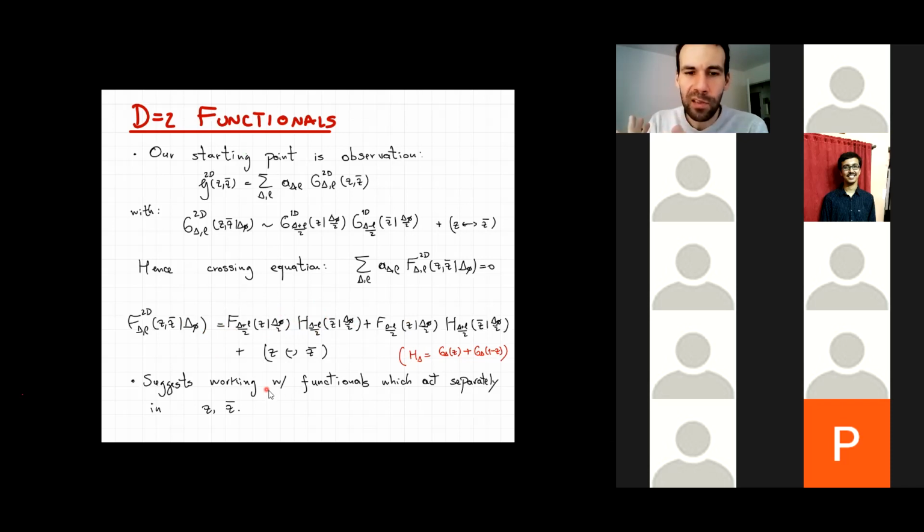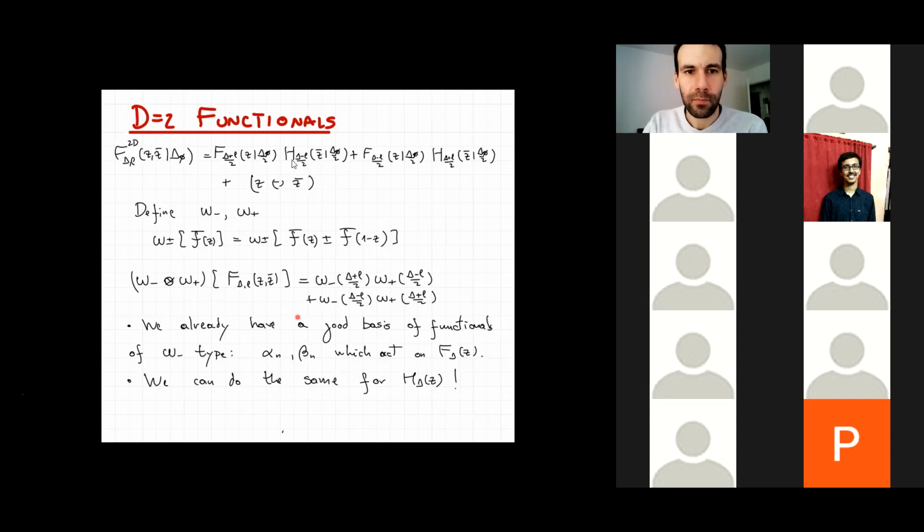And so what this immediately suggests is that we should work with functionals that act separately in z and z bar, because we already have a good basis that will act on this factor. This is the natural thing that we should perhaps pursue. And so, okay, this is very simple. Let us define some functionals, omega minus and omega plus, that include some symmetrizations.